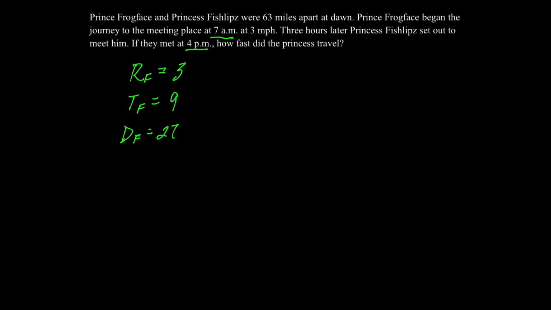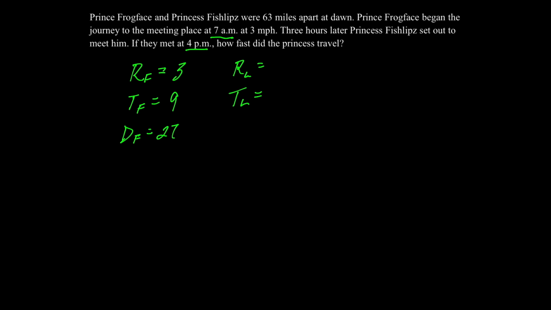So at this point in time, I have to figure out both. I know the rate of, let's see, Fishlips. I'll use L for Fishlips. So rate of Face, time of Face over here, and rate of Lips, and then I'll do time of Lips right under it. So time of Lips.